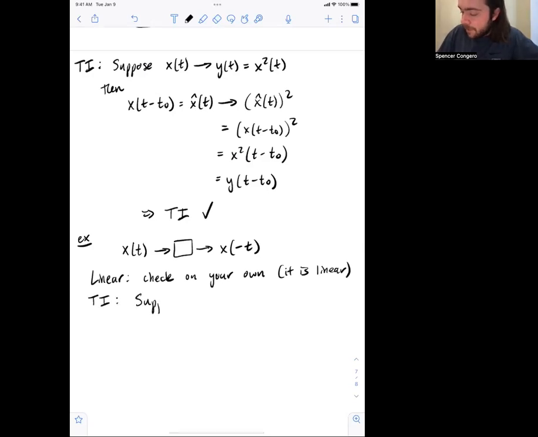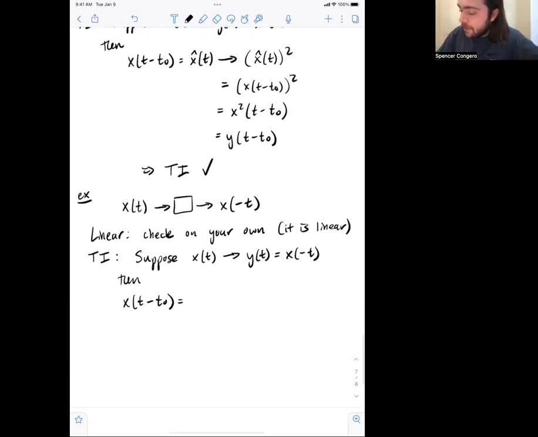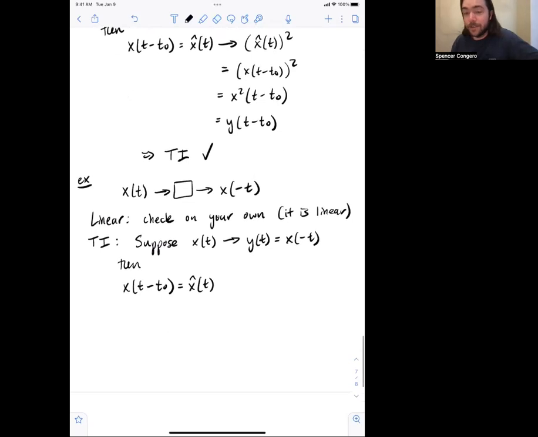So we know the setup. We're going to suppose x of t goes in, and I get y of t out. And I know what it is. It's x of negative t by the system definition. Then let's put a time-shifted version of my input, x of t minus t naught. And here I'm going to call this x hat of t. And in this example, I think this step is extremely helpful. If you didn't have this step, I think it would be tough to think through what's happening. But we're going to rename our input as an arbitrary function here, x hat of t, okay, because that allows us to easily get the output.